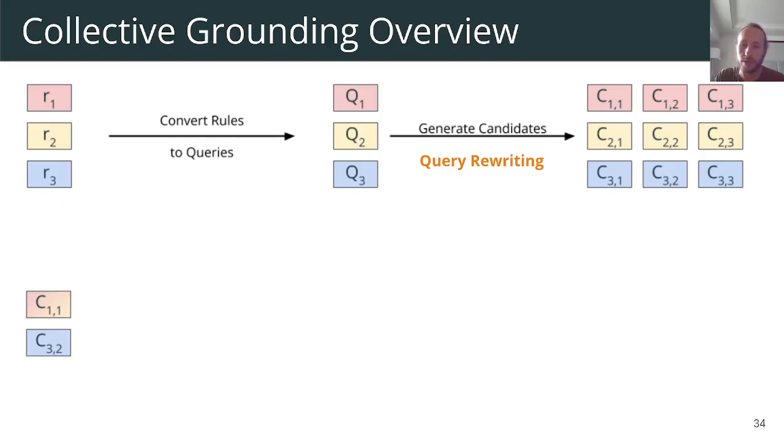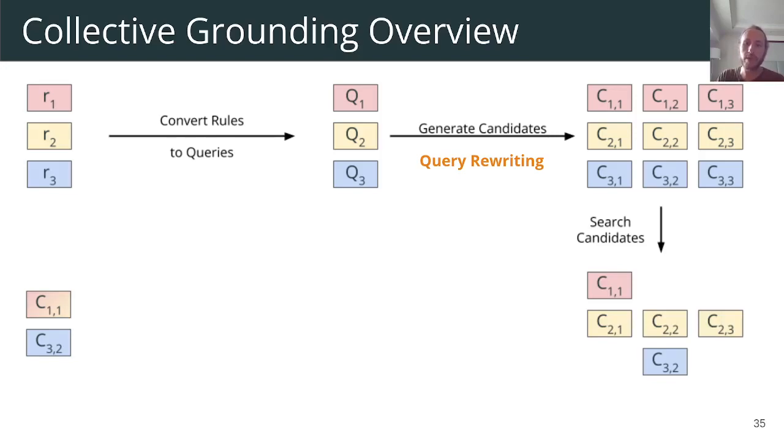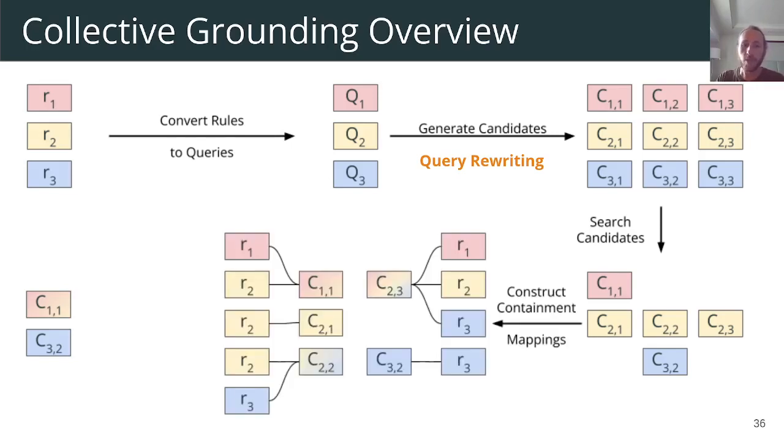Then once we have all these candidates, we're going to prune down the space a little bit. We're going to search through the space and pick out the candidates that are most likely to be beneficial. This is a pretty involved process, but I'm going to leave out the details for this talk. Once we have all these candidates, we need to figure out what rules each candidate can ground for. Of course we know that the candidate generated from rule 1 can ground rule 1, but can it also be used to ground for rule 2 or rule 3?